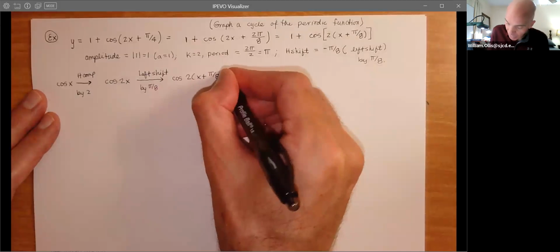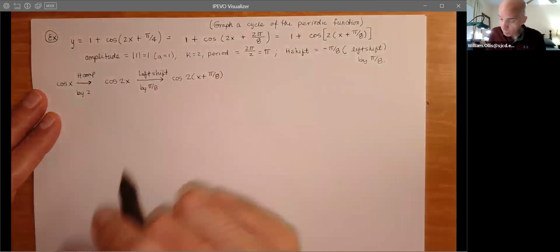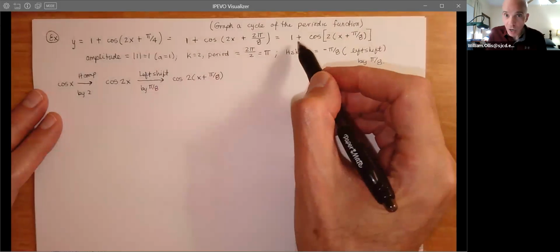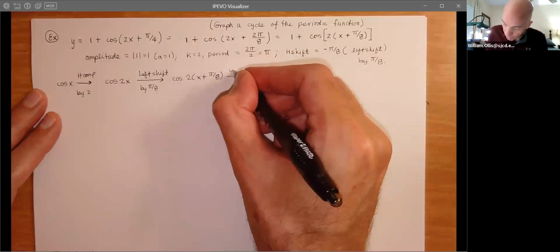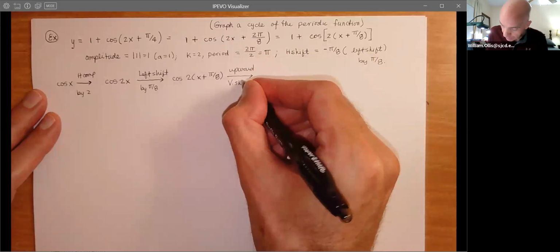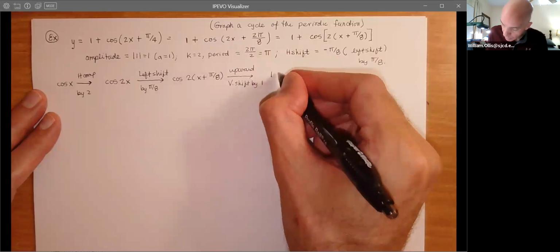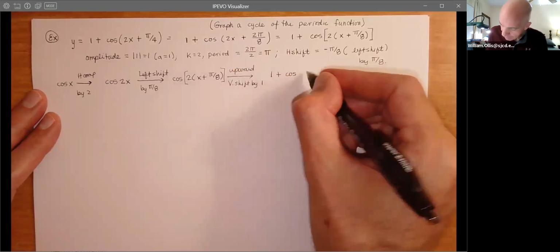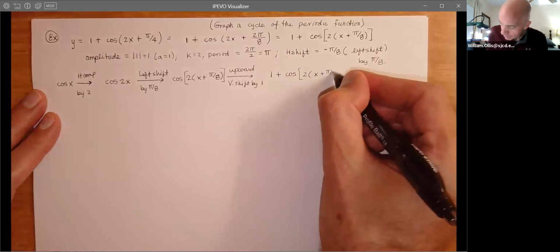We can be a little bit more relaxed with the brackets and things. When we do this, we know what it is and we write neatly. And then, of course, we do the upward V shift by 1. So this will give us 1 plus cosine, well, might as well go ahead and put those in, 2 times x plus pi over 8.